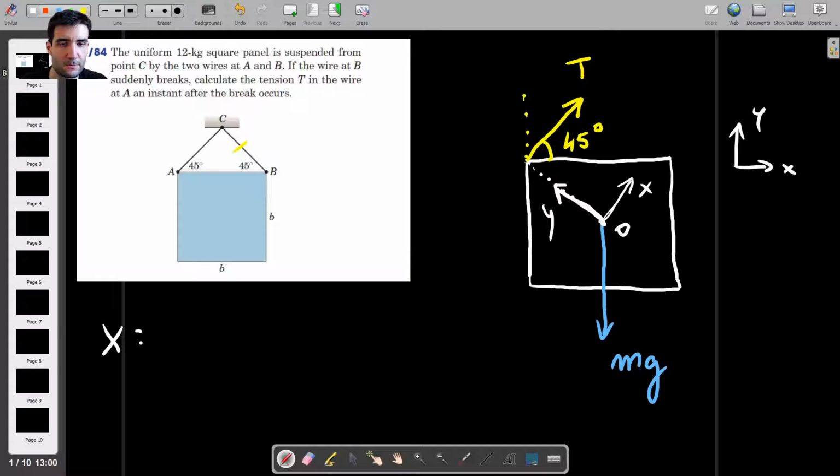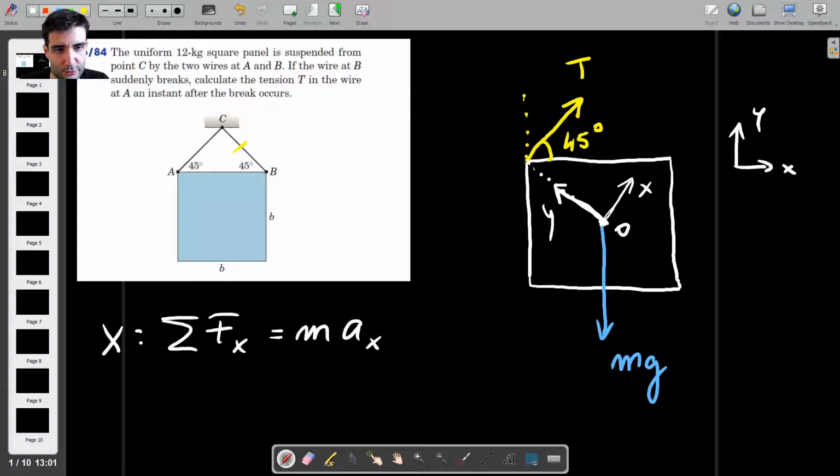Okay, so the first thing we have is that the sum of forces along the x direction will be equal to, and I'll write it like that. So the sum of forces along the x direction equals the mass of the square times ax, where ax is actually the acceleration of the center of mass in the x direction. So that's the acceleration of just this point over here.